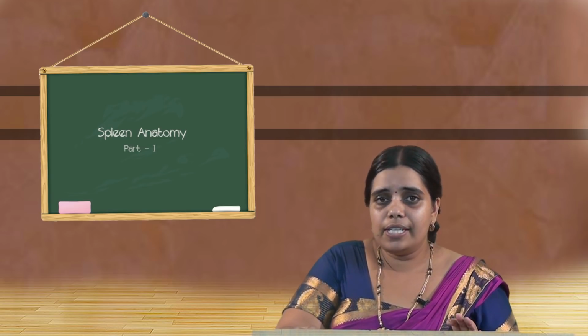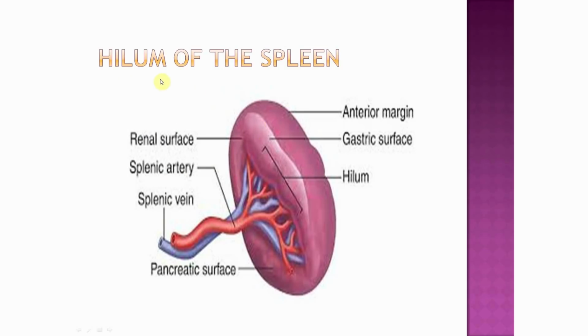Now, if you look into this diagram, you can see that the hilum of the spleen is explained here. Can you see? This is the hilum of the spleen. And I told you that the spleen has got one hilum and it is the place where arteries or vessels enter and leave the spleen. See, this is the splenic artery and this is the splenic vein, and this is the place where they enter and leave. Splenic artery enters, splenic vein leaves the spleen. So, this particular place is called hilum.